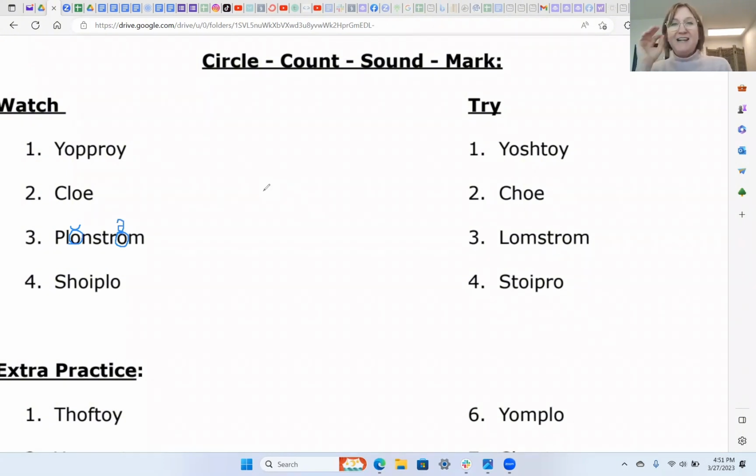Okay, here's a chant that I teach my little ones, but it applies to all ages.